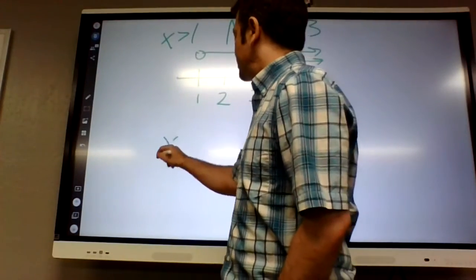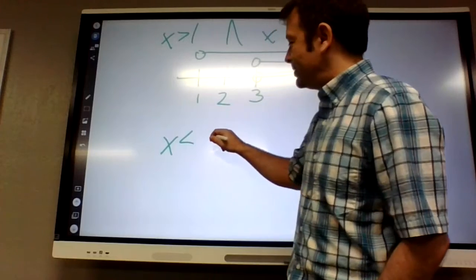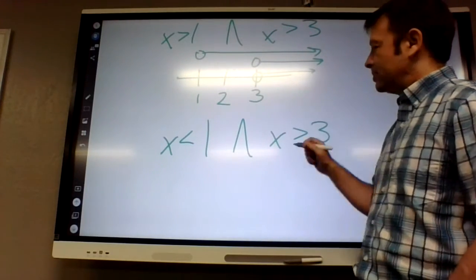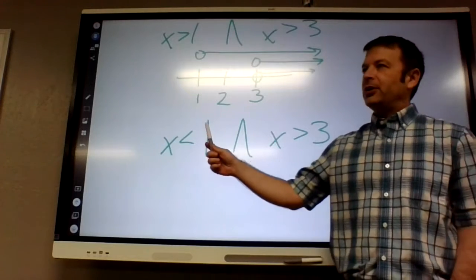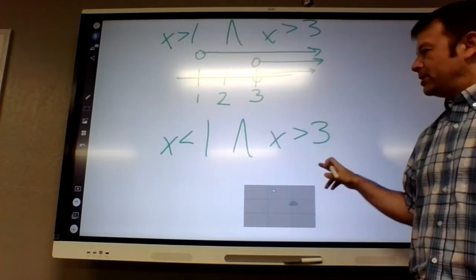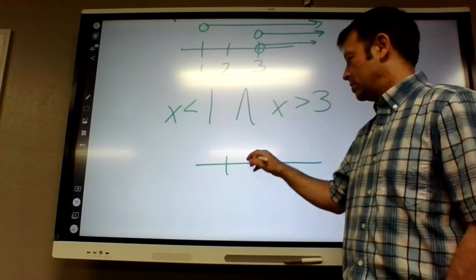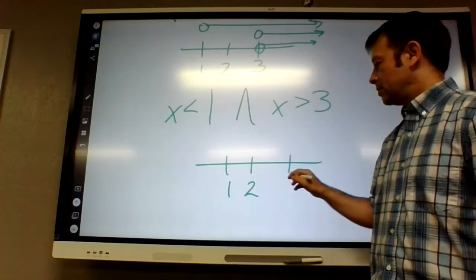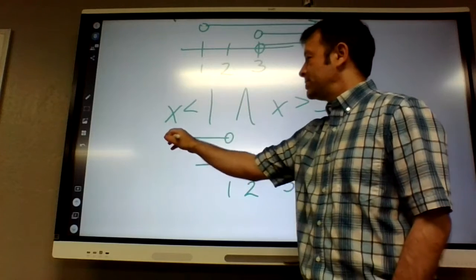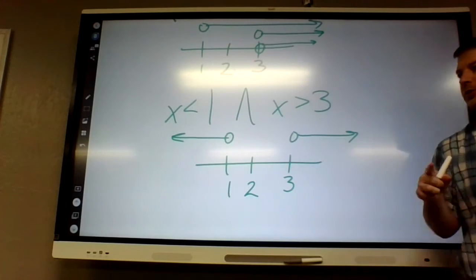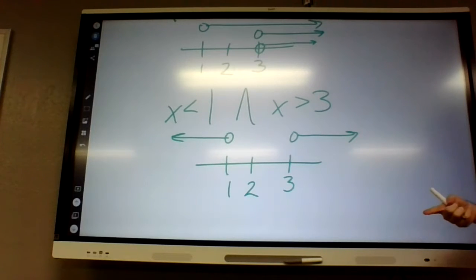The third and final case for and: x is less than 1 and x is greater than 3. So what numbers are less than 1 and greater than 3? Less than 1 are all these numbers. Greater than 3 are all these numbers. What numbers are both less than 1 and greater than 3? None.